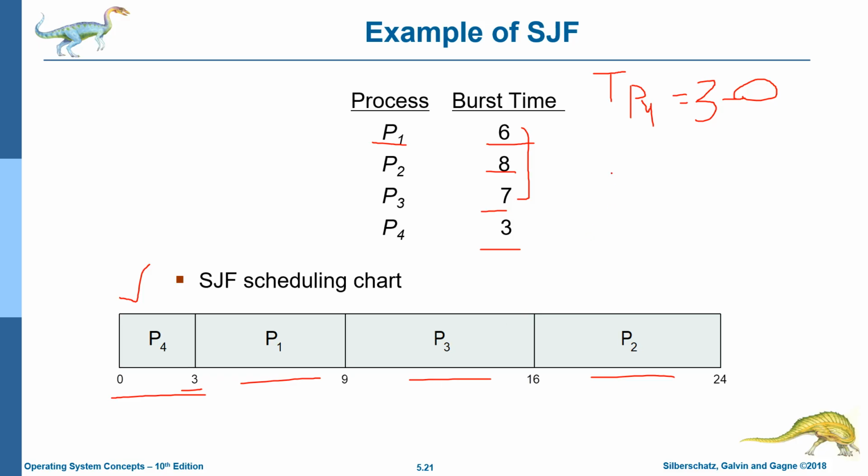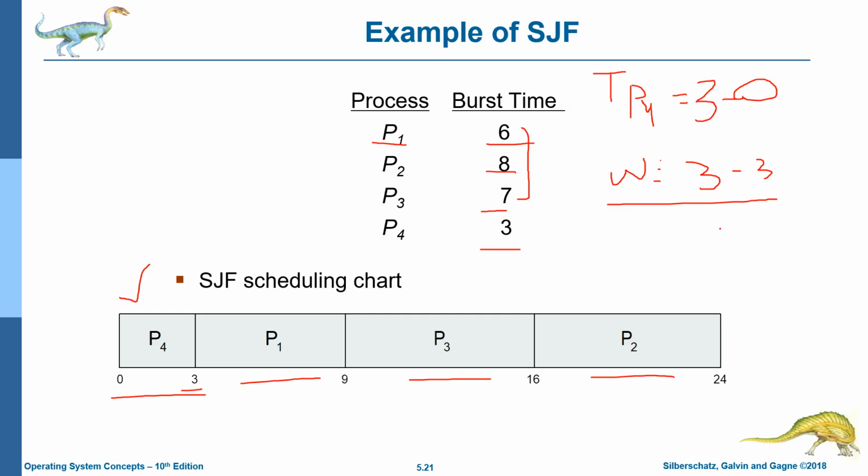So we will calculate the waiting time. Waiting time is calculated by turnaround time minus burst time. P4's turnaround time is 3 and its burst time is also 3. That means the waiting time for P4 is 0 milliseconds, since 3 minus 3 is 0. As you can see in the Gantt chart, P4 waits for 0 milliseconds.